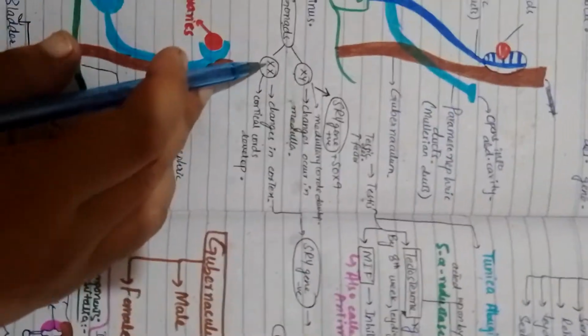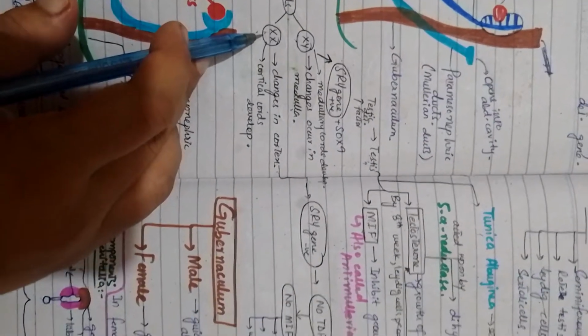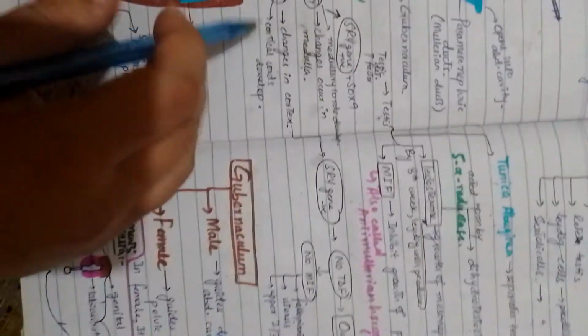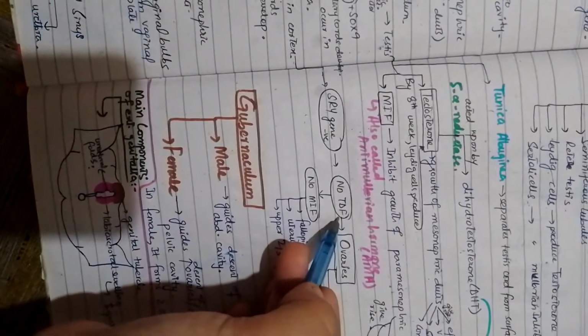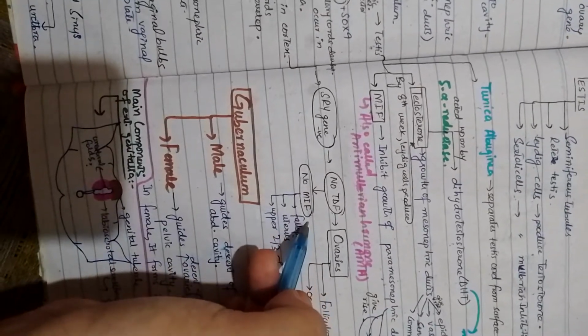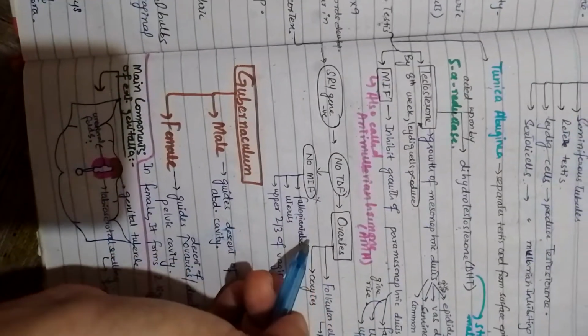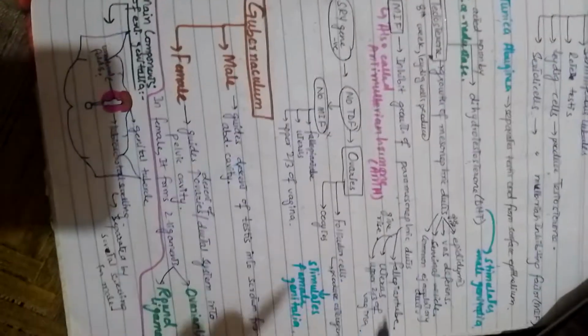Now coming to the female: when the XX chromosome appears, cortical changes occur and cortical cords develop. So when XX appears, the SRY gene is negative, no testis determining factor appears, and no Mullerian inhibiting factor is found. When there is no Mullerian inhibiting factor, the fallopian tube, uterus, and upper two-thirds of vagina develop. And there is also production of ovaries.